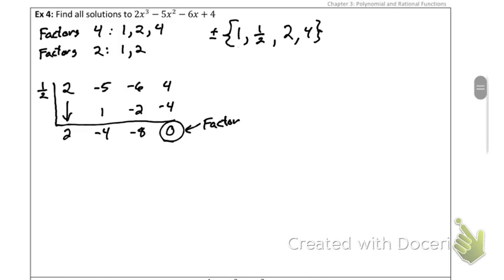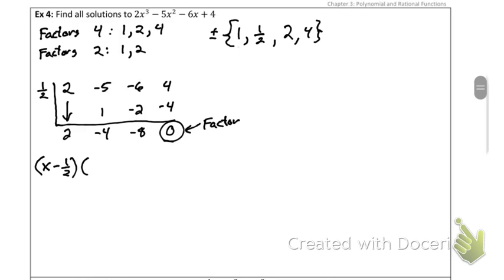That's a factor, or a 0. Since 1/2 is a zero, what we actually did is divide out x minus 1/2. That's the hardest thing to picture on these. I am plugging in 1/2, but I'm actually checking to see if x minus 1/2 is a factor. I'm saying if I plug 1/2 in here, I get a 0. That's why we have that 0 there.